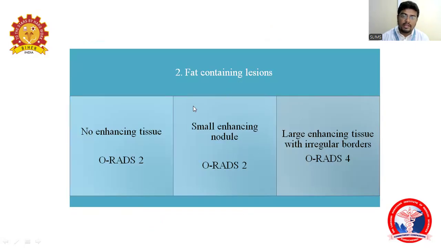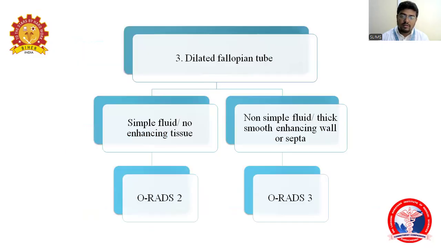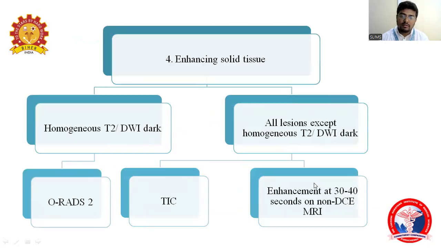In case of fat containing lesion, it can be either an O-RADS 2 lesion or an O-RADS 4 lesion. If there is no solid enhancing tissue, then a score of 2 is given. And in case of malignant degeneration in dermoid cyst or immature teratoma, O-RADS score of 3 will be given. And in case of dilated fallopian tube, hydrosalpinx will be given a score of 2. And hematosalpinx and pyosalpinx will be given score of 3.